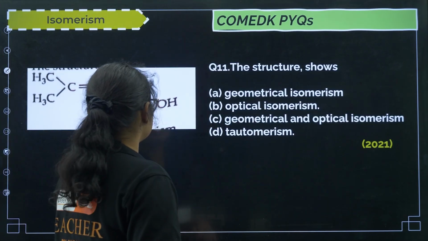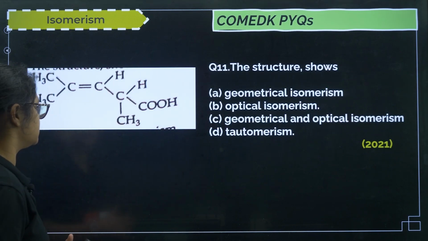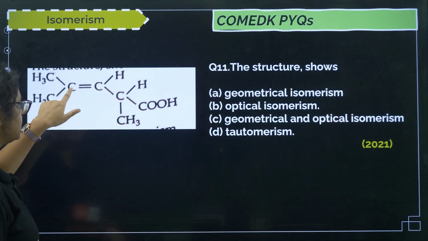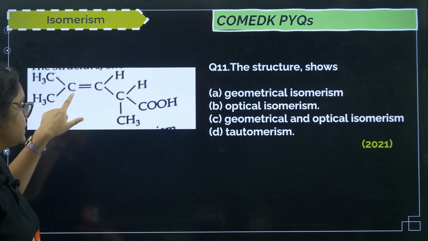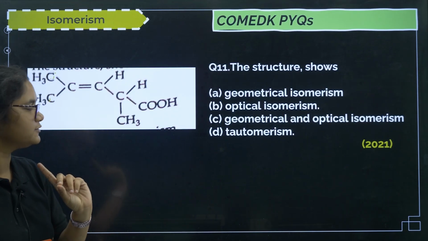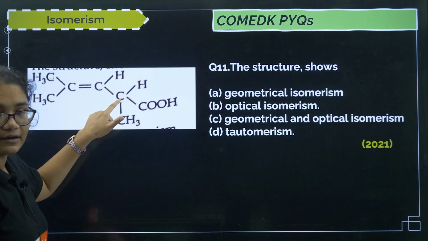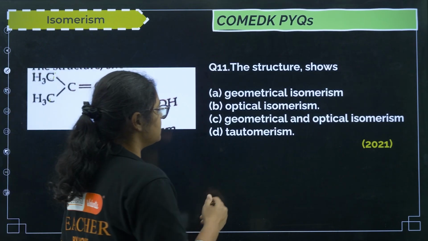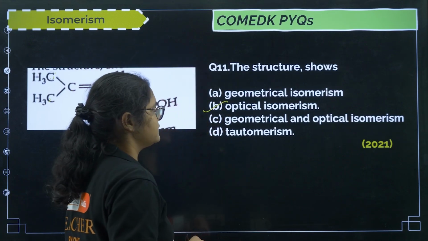Next, the structure shows what type of isomerism. Okay, you can see here this carbon here is not, this is the position, restricted rotation area, and you can see both the groups are same, so it will not show geometrical isomerism. But this carbon is chiral, right? You can see all the 4 groups are different. So all the 4 groups are different means it will show you optical isomerism.